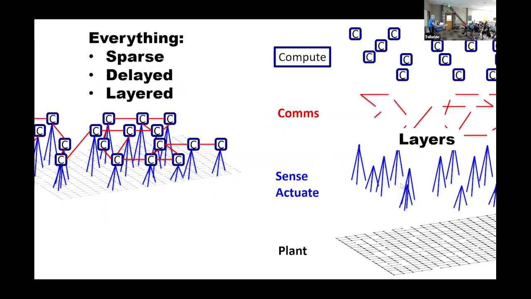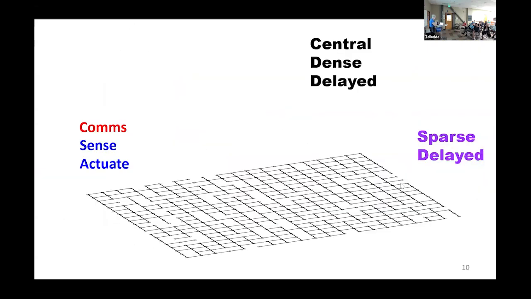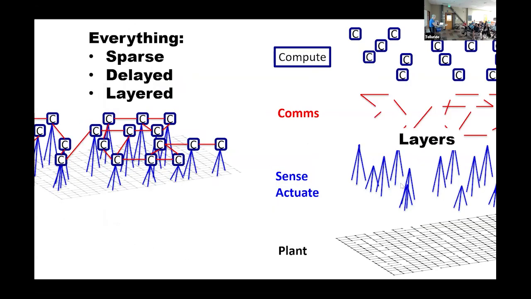Okay, so everything's sparse and delayed. What you have is these layers: a compute layer, a communication layer, a sense and actuation layer, and then the physical plant. Everything's delayed all the way through. What's sparse here? Everything. We're not seeing where the plant is, but everything here is sparse. You don't have all-to-all connectivity anywhere.